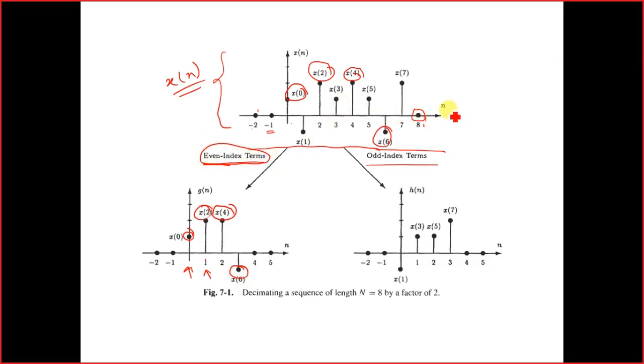So in the original signal, if your n value is even and you sort this out to create a new time index and you place those values, then they are regarded as even index term signal components. Okay. Similarly, in the odd index terms, what will happen?